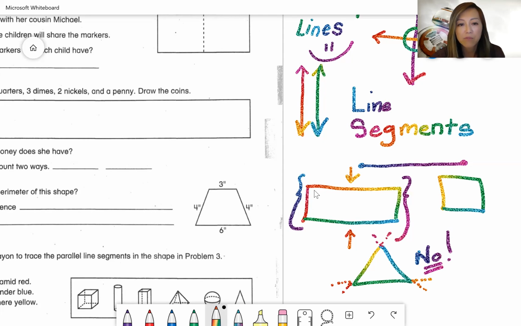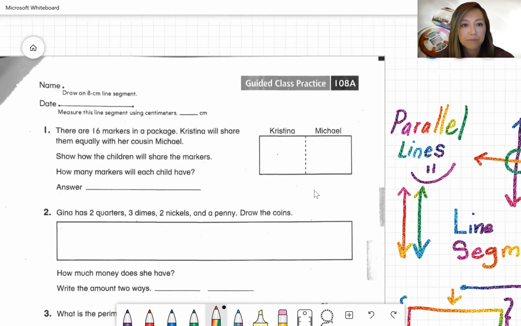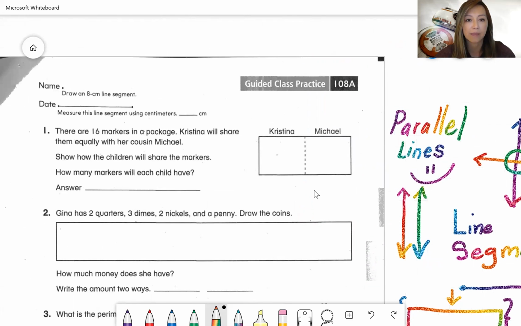Okay, I'm going to move on and we're going to look at our math sheet, 108A. Draw an 8-inch line segment. Oh, look, line segment, a word that we just learned. Actually, you've seen it all the time, so you're not going to be afraid of that word. Once you've measured the date line using centimeters, your answer should actually be 4. So I'm going to just take a look. I'm going to pop in 4 here.